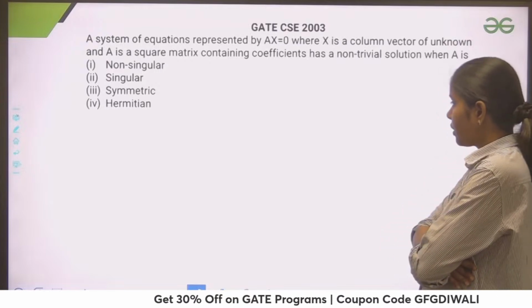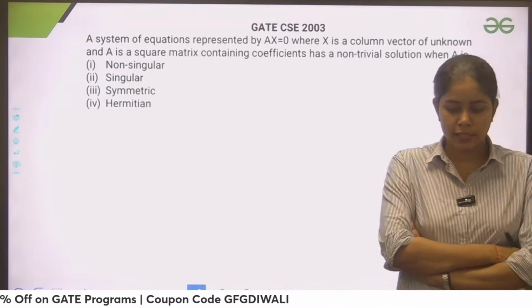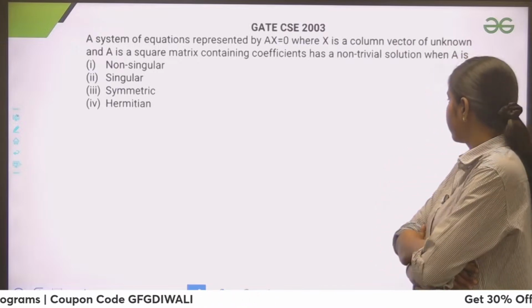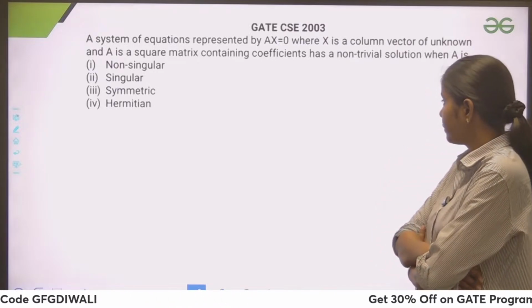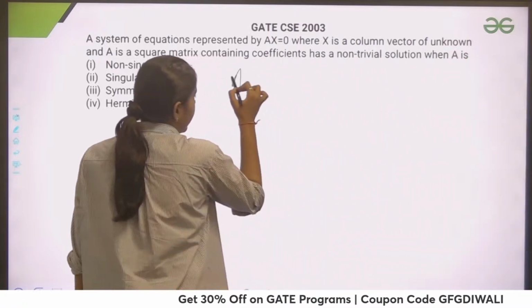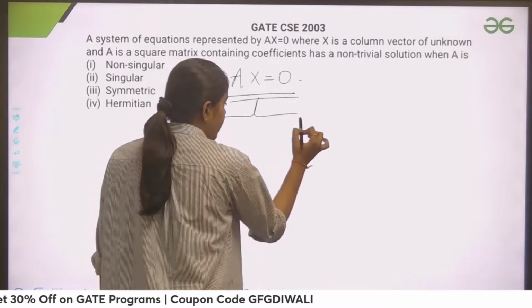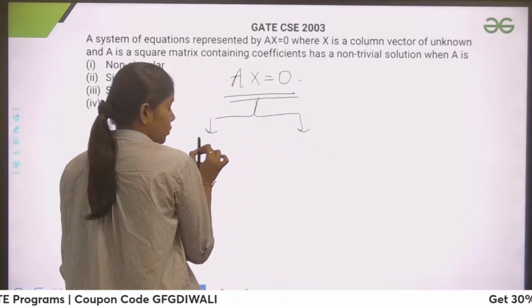A system of equations represented by Ax equals 0 means we have a homogeneous system of linear equations. We know that if Ax equals 0, this is my homogeneous system of linear equations, and it has only 2 types of solution.